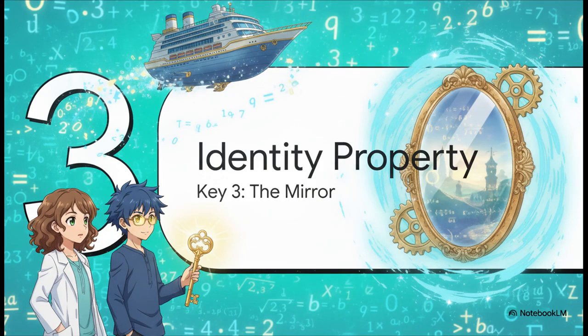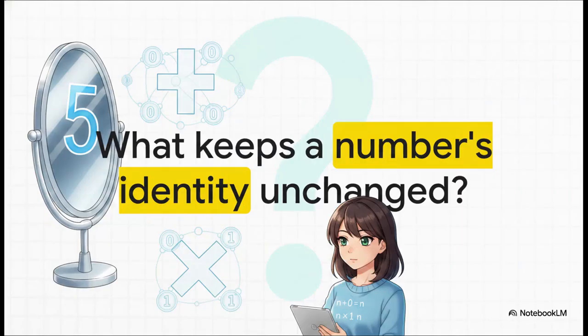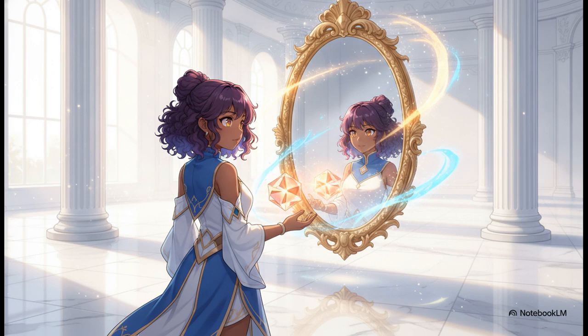Key number 3, unlocking the identity property, also known as the magic mirror rule. So think about this for a second. If a number looks into a mirror and wants to see itself looking back perfectly unchanged, what can you actually add to that number to keep its identity exactly the same? And similarly, what can you multiply by that number to keep its identity exactly the same? Any guesses? Well, here are the ultimate mirrors. For addition, your perfect mirror is 0. Any number A plus 0 just equals A. It keeps its identity perfectly. For multiplication, your mirror is the number 1. Any number A multiplied by 1 remains A. Basically, 0 and 1 act as these perfect mathematical mirrors that preserve any number's identity.